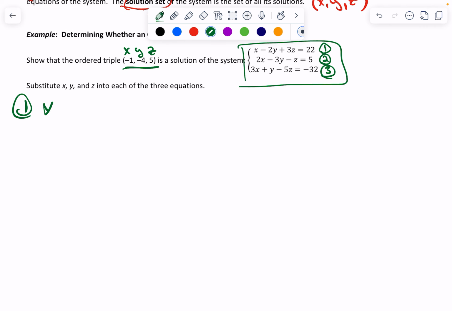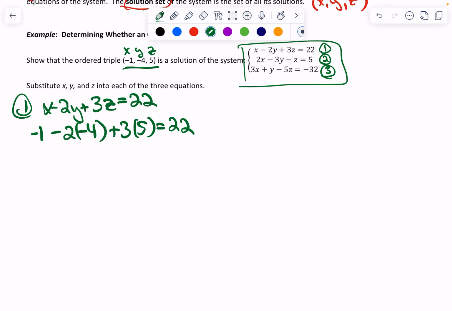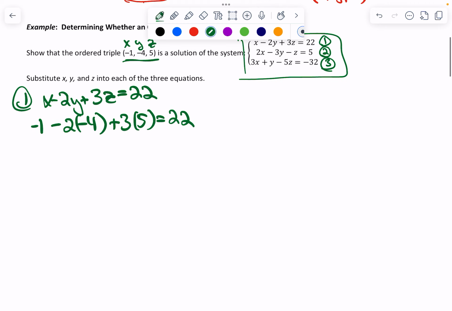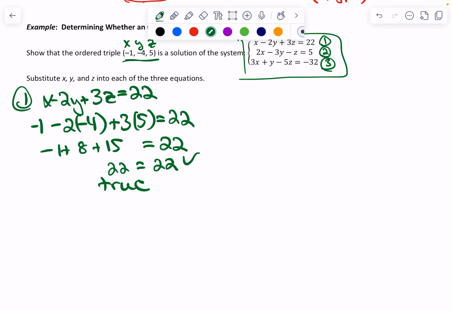So we're going to start with the first one, x minus 2y plus 3z equals 22. We're plugging in negative 1 as x, minus 2 times y, negative 4, plus 3 times 5 equals 22. So again, the left side should equal the right side. So negative 1 plus 8 plus 15. And when we do the addition, we get that 22 equals 22. So this is true. Okay, let's go on to equation number 2.